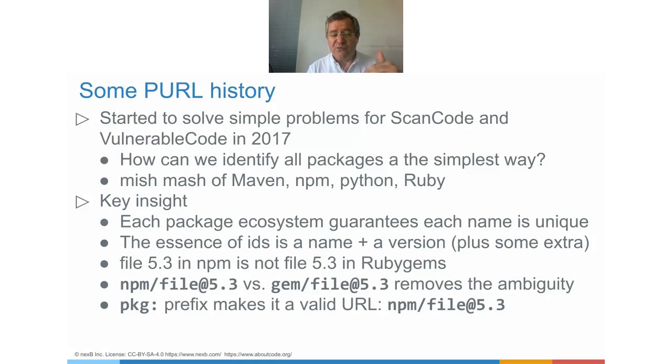And now, if you just prefix the name and version with a short moniker for the ecosystem, you've removed the ambiguity, NPM versus gem, done. And the only addition on top of that has really been to add a PKG prefix, which is like HTTP in a web URL, to make it a valid URL, and ensure also it can be registered.